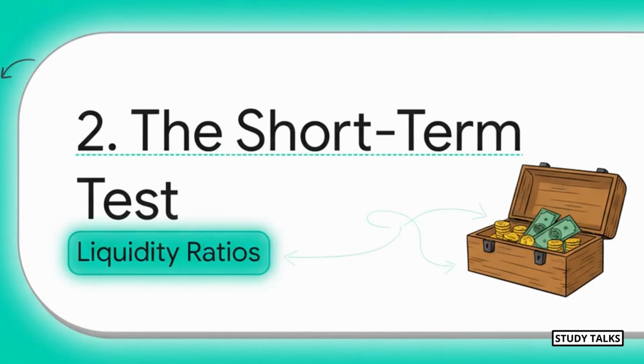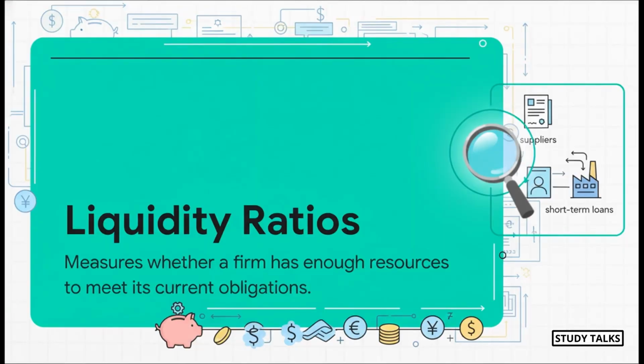All right, let's open the first tray of our toolkit. This one is all about short-term survival. We're talking about liquidity ratios. This really answers the most basic question of all. Can the company actually survive the next year? Before we even start dreaming about long-term growth or huge profits, we have to know if it can pay its suppliers, its employees, and its short-term loans on time. That's what liquidity ratios tell us.